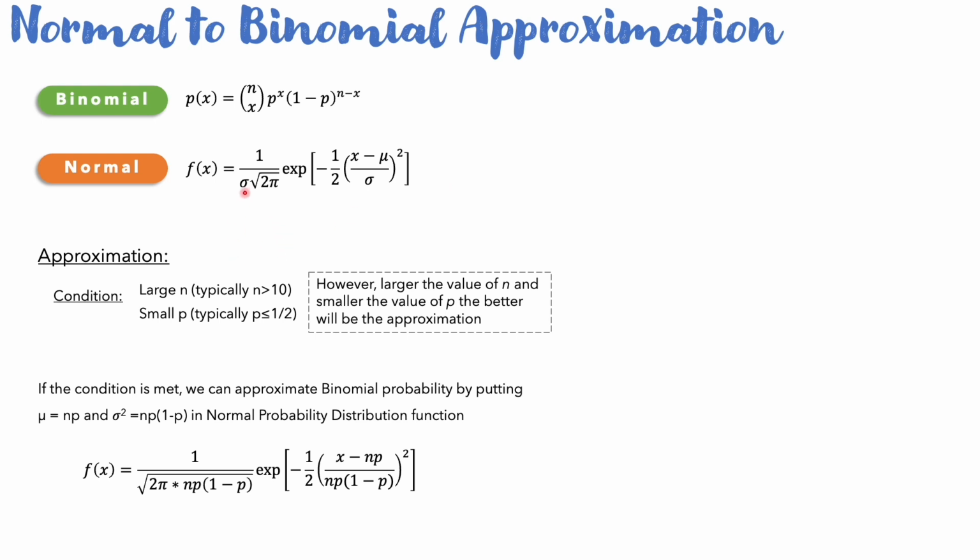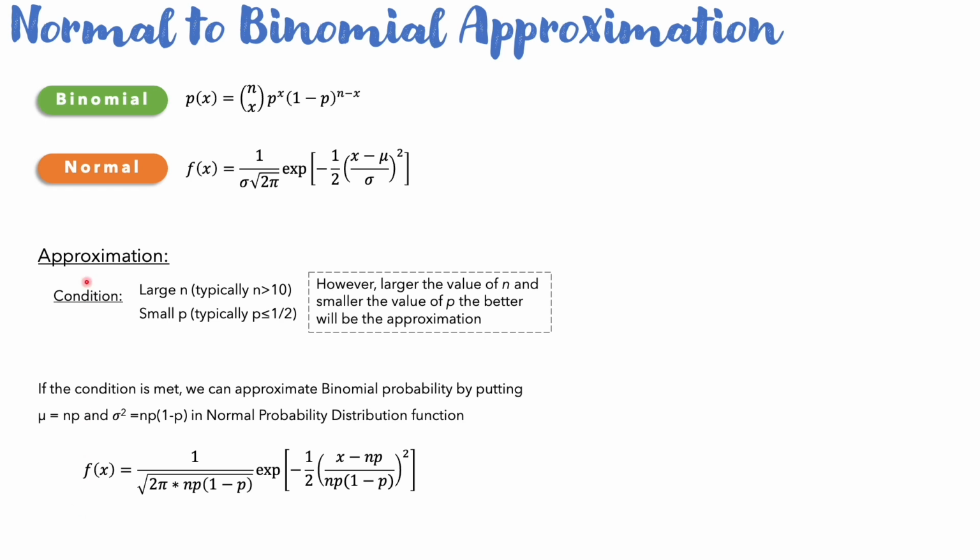Simply replace sigma; this sigma square was equal to np times 1 minus p, so sigma will be equal to the square root of np times 1 minus p. So we replace this sigma with this value here, so 2 pi was already there, we get this one, and mu is replaced with n times p here, and sigma is this. So we get this transformed formula, to apply it for approximation of binomial with the help of normal.